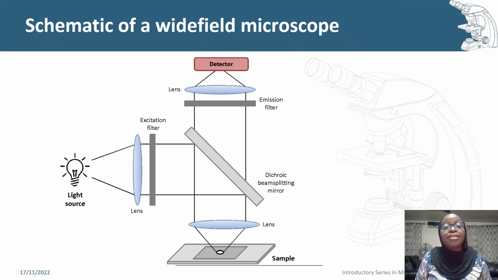This is a schematic diagram of a simple wide field microscope. You can see the excitation light passing through the first optical filter. Fluorescence is then directed to the detector after passing through the emission filter that rejects reflected and scattered excitation light.